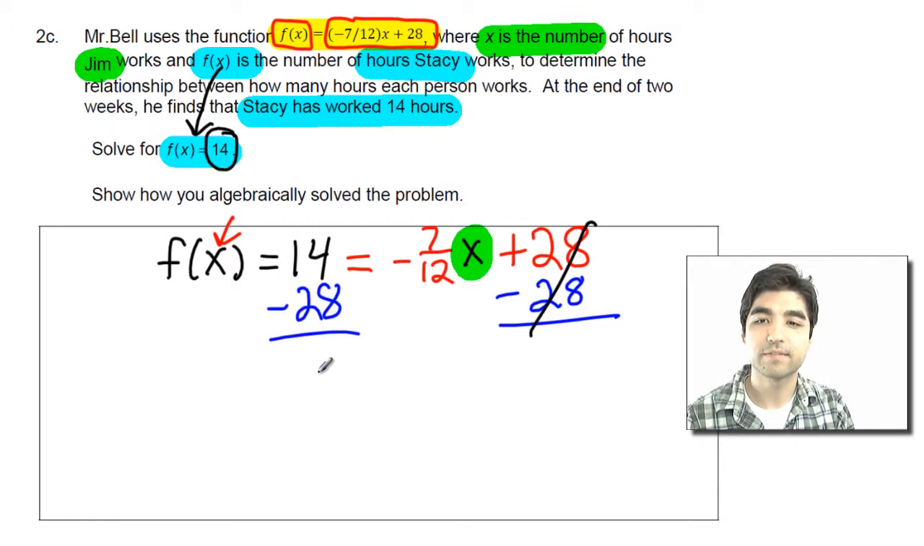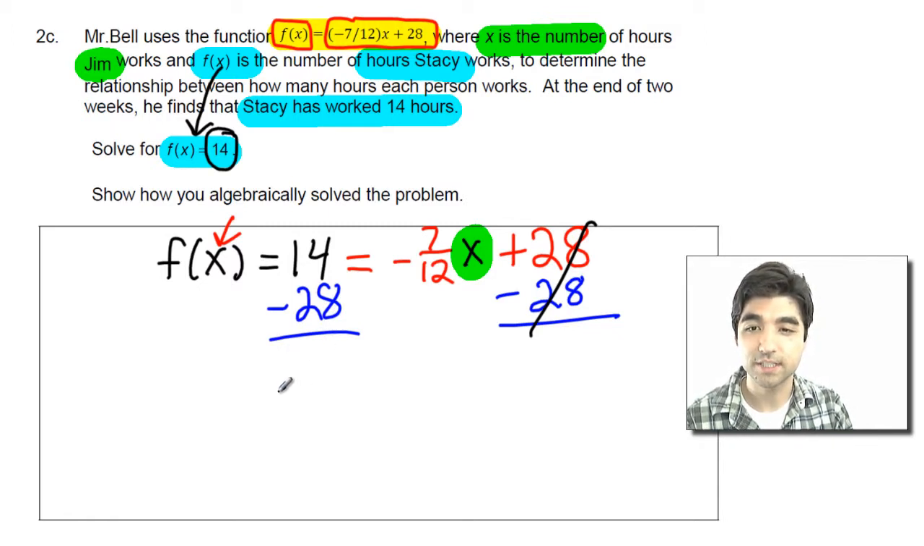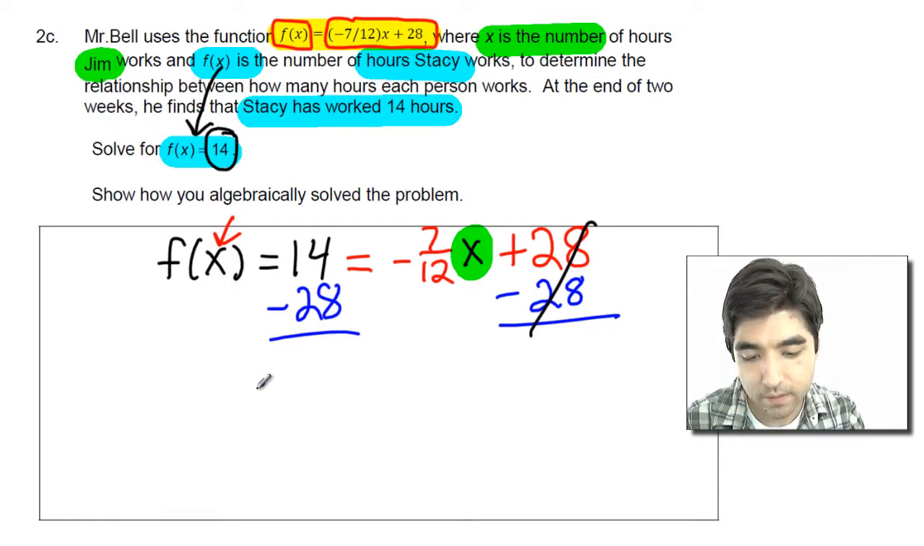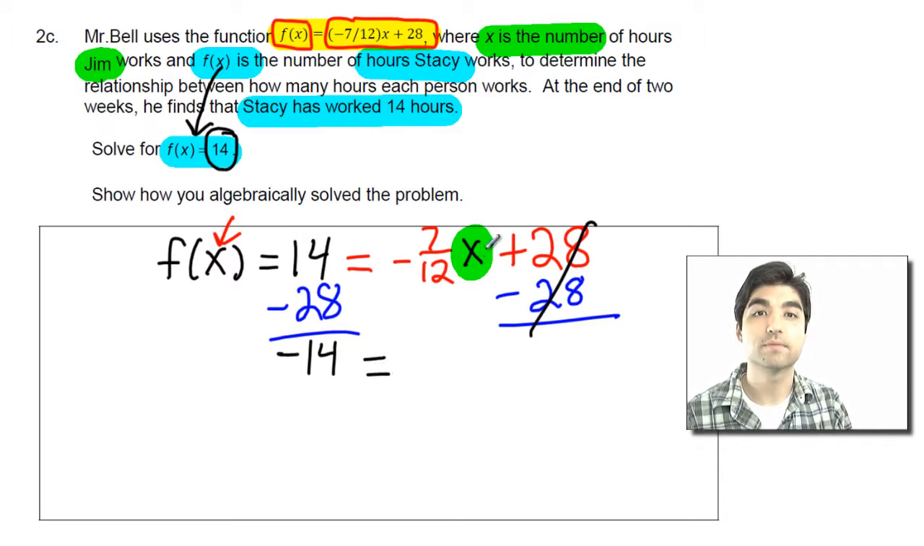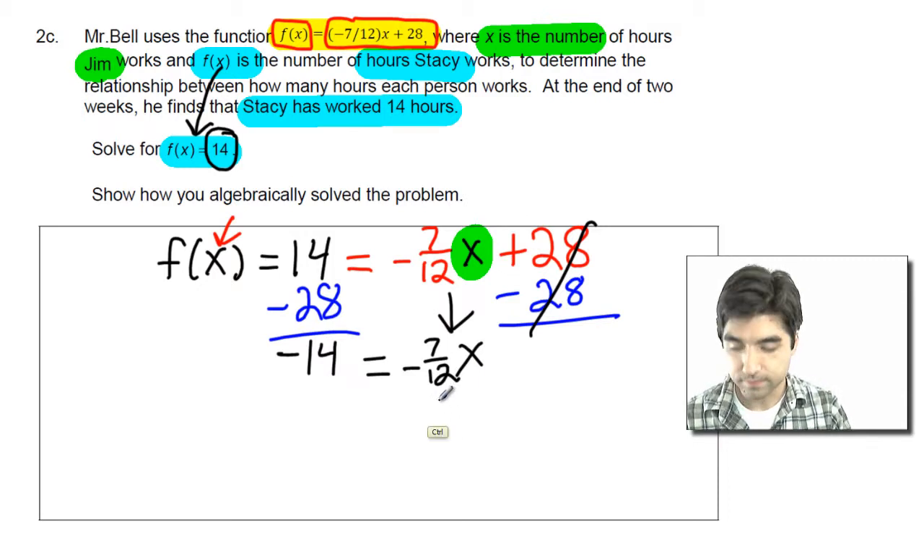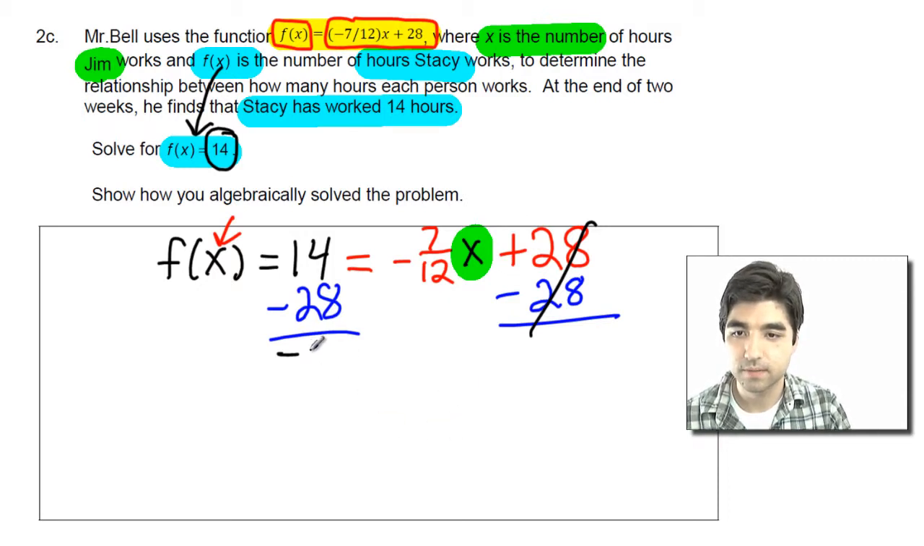On the left hand side, we have 14 minus 28, which equals, what does that equal? Negative 14? Hopefully. And negative 14 equals what we have left on the right hand side, which is the negative 7/12 times x. Negative 14 equals negative 7 over 12 times x.